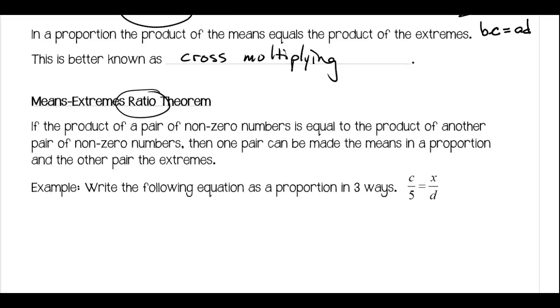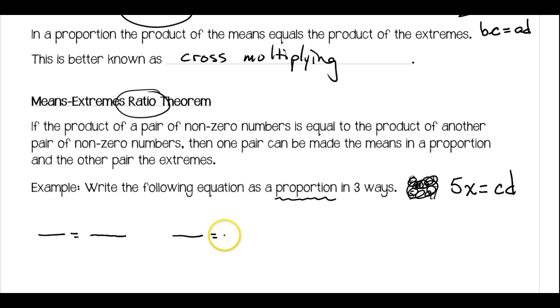So let's say we've got the following equation. Actually, here's a typo here. We should have 5x is equal to CD. So we've got the following equation, 5x equals CD, and we want to write it as a proportion in three different ways using our means extremes ratio theorem. So we're going to have three different proportions. We probably could do this in a few other ways, or at least one other way.